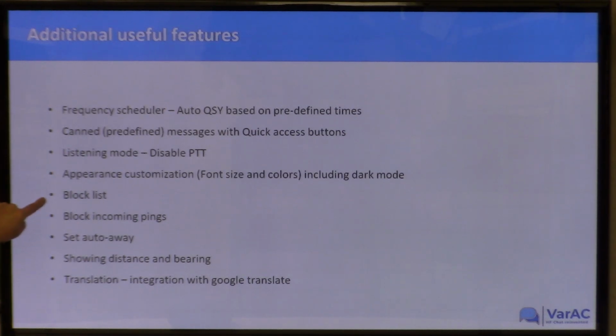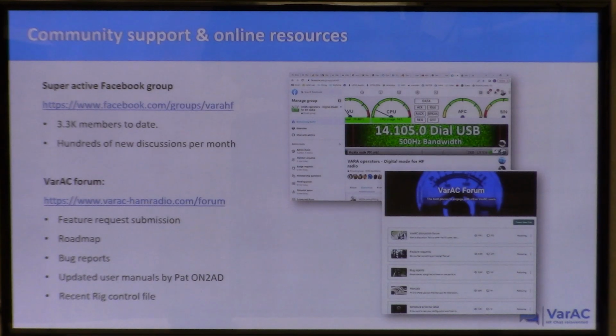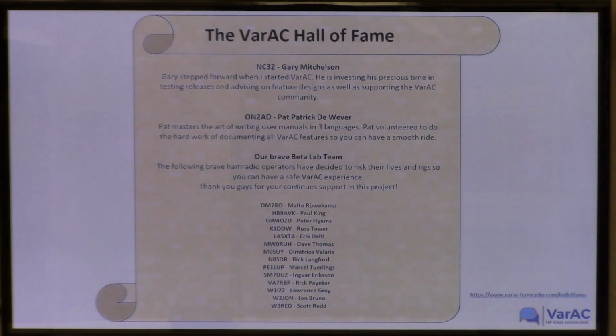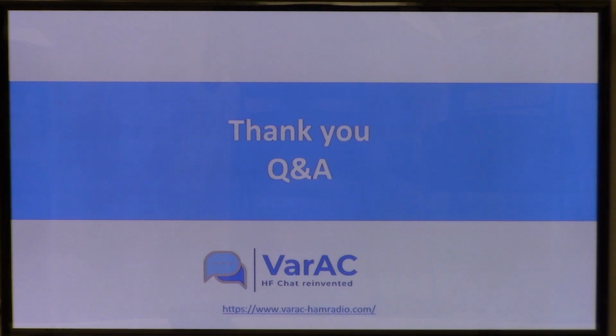You can block certain stations from being received. You can block pings. You can set an auto away. You can have it show you distance and bearing. You can do stuff like that. There's a lot of support for it. There's a good forum out there that's not Groups.io. There's a Facebook page. There's other places like that. And that's it for this.